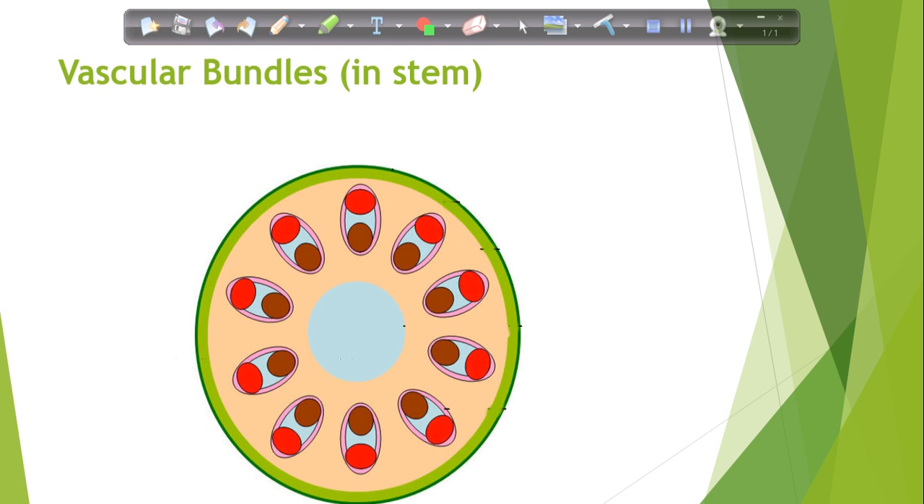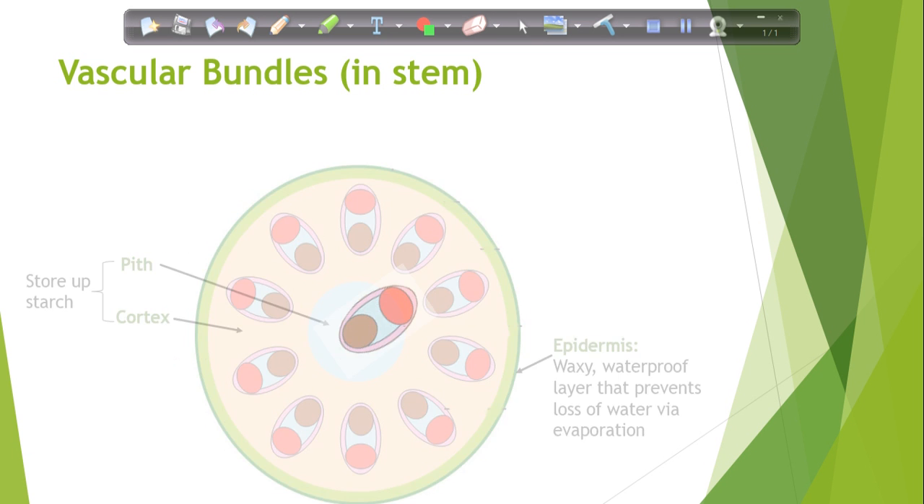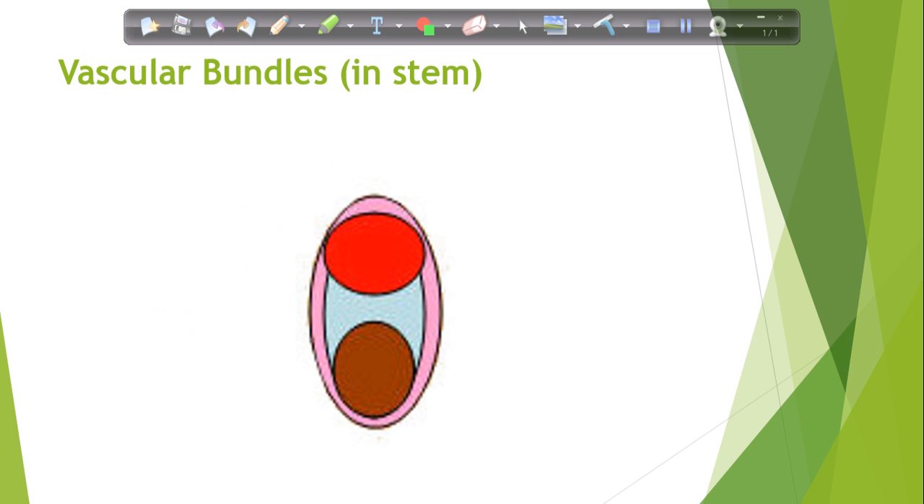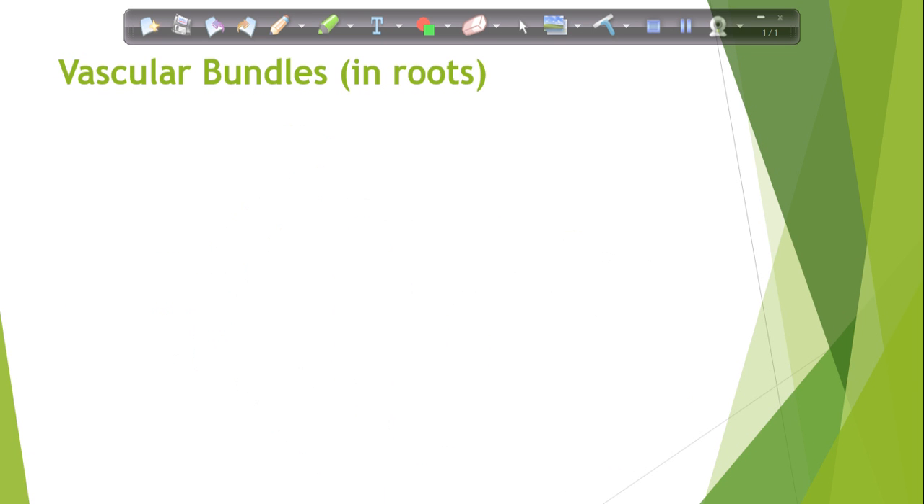This is a picture of the stem of a plant in general. Apart from the vascular bundles, the pith and cortex serve a storage purpose. The epidermis, which is a waterproof layer, helps prevent excessive water loss. This is a close-up of one vascular bundle with the xylem and phloem. In between is the cambium, which are cells that eventually differentiate into either xylem or phloem cells.